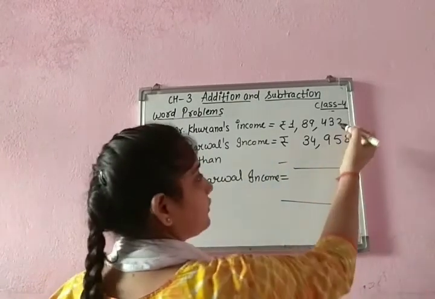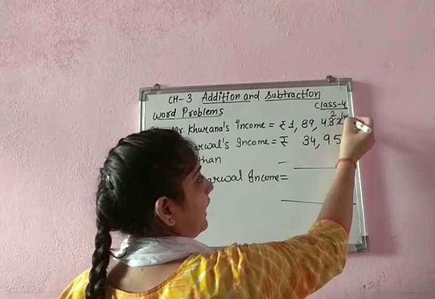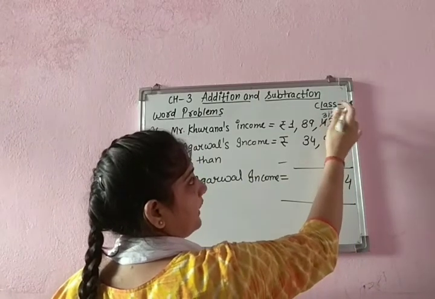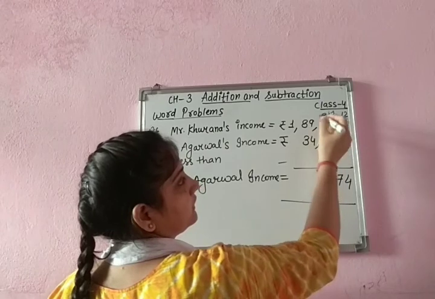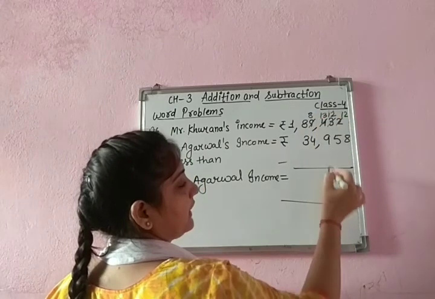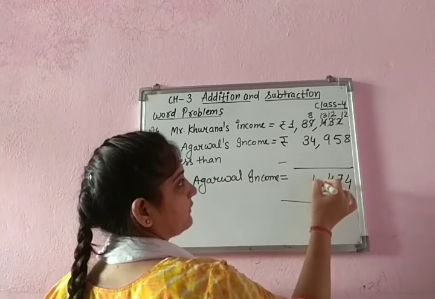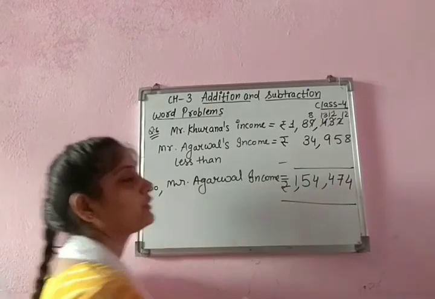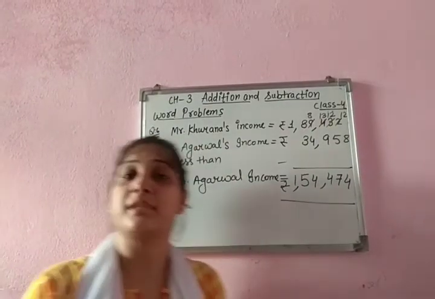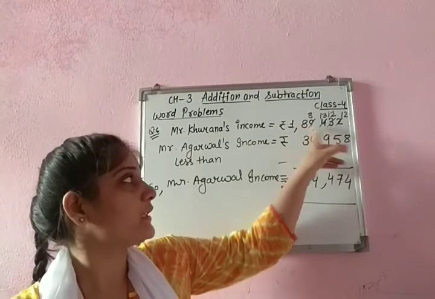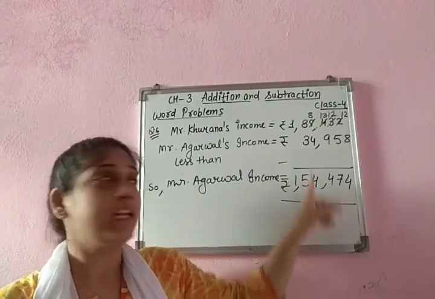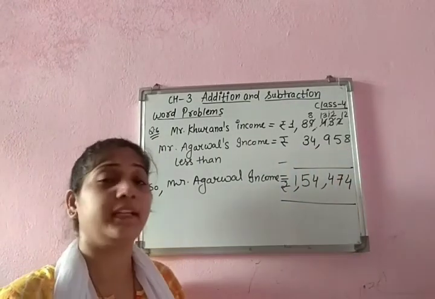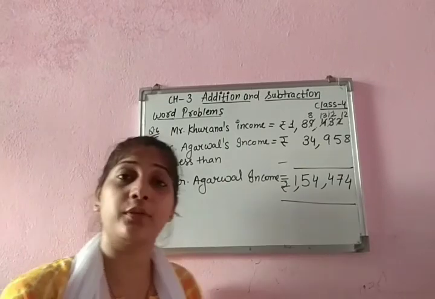Let's do subtraction. This is 2 and 12. 12 minus 8, 4. Make it 3. 12 minus 5, 7. 8. 13 minus 9, 4. 8 minus 4, 4. 8 minus 3, 5 and 1. So 1,54,474 is the Mr. Agarwal income. Let's compare. You can see Mr. Khurana's income is more than this. So we can tell कि दोनों की इनकम का जो डिफरेंस है that is 34,958. I hope the question is clear.